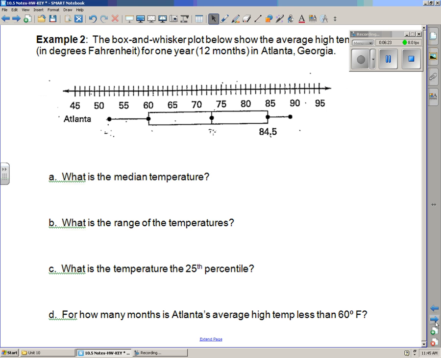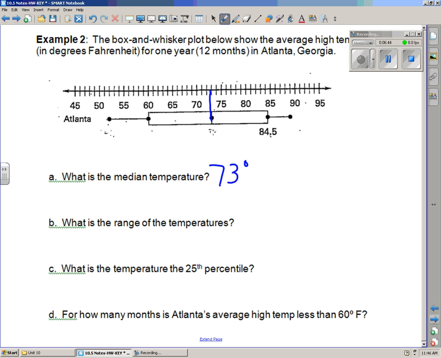Okay. You should also be able to analyze box and whisker plots. So this one shows you the average high temperature for 1 year, which is 12 months in Atlanta, Georgia. What's the median temperature? Well, you've got to find the median point, which is here. And when you go up, you see that that's exactly 73 degrees.